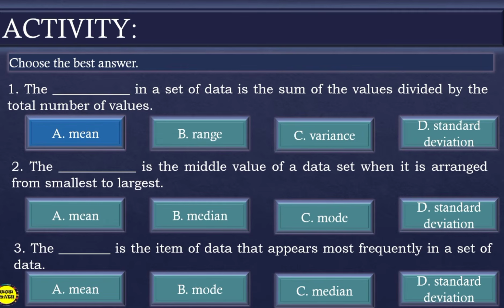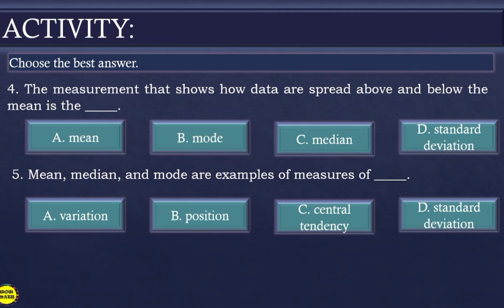Number 2. The blank is the middle value of data set when it is arranged from smallest to largest. Okay, anong tawag natin doon? That is the median. Okay, number 3. The blank is the item of data that appears most frequently in a set of data. That is, okay, letter B, mode. Next, number 4. The measurement that shows how the data are spread above and below the mean is the blank. So that will be the standard deviation.